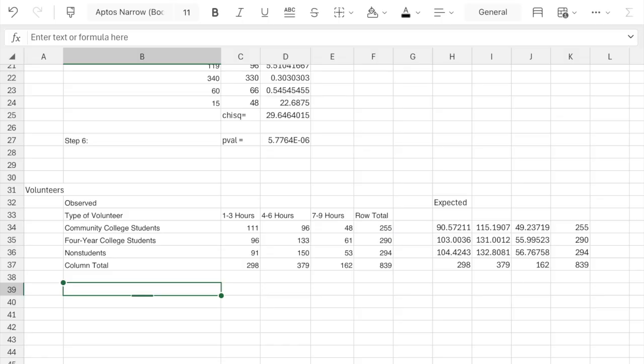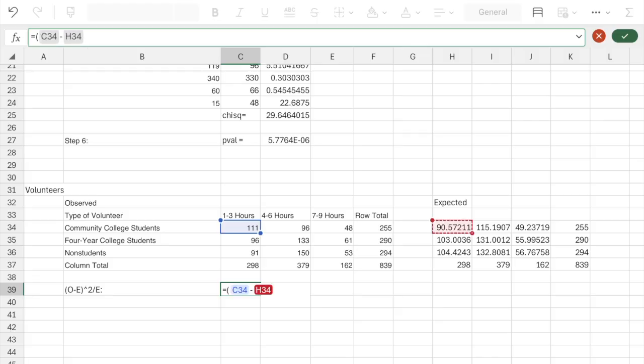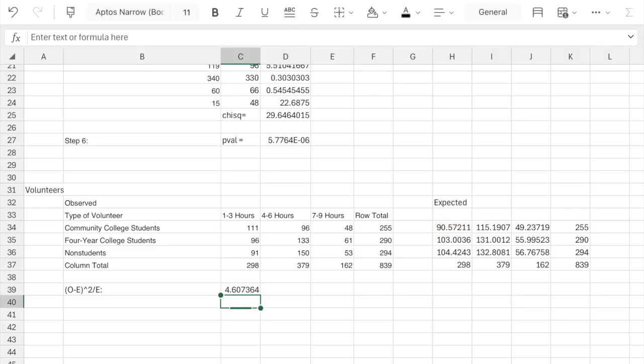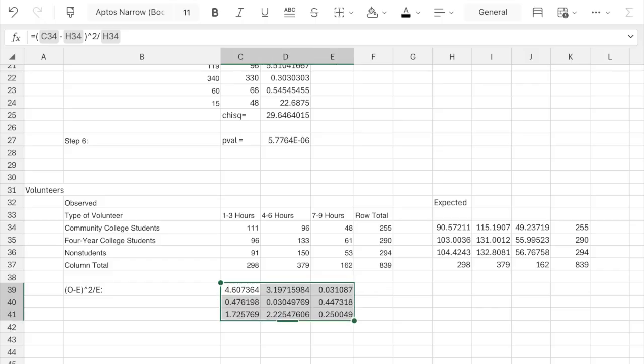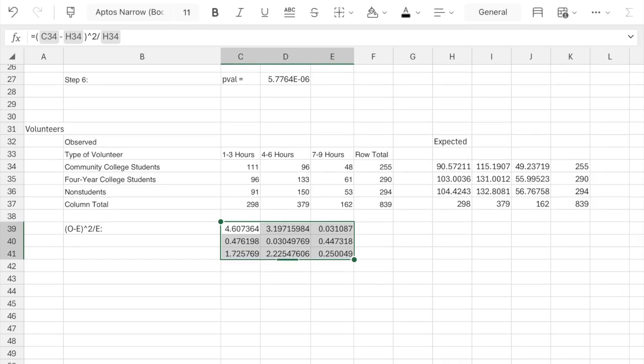This table here is going to be the (O minus E) squared divided by E table. I've got to line up the cells in each table. Enter. Copy. There it is. Paste. There is my (O minus E) squared over E table.